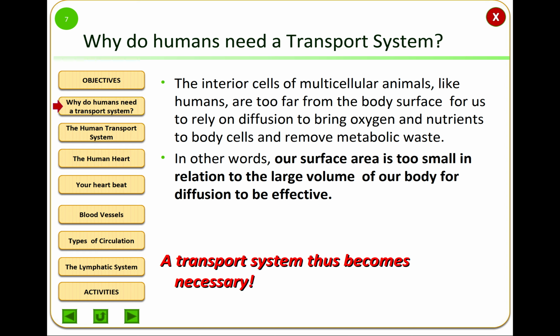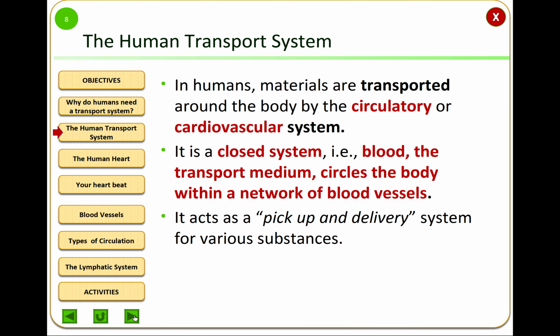The surface area is very small in relation to the large volume of our body for diffusion to be effective. That's why we have the circulatory system, which is used to transport the blood to the entire body. We can also call it the cardiovascular system. It's a closed system made of the blood as the transport medium, and the circuits that are made inside our body with the network of blood vessels.